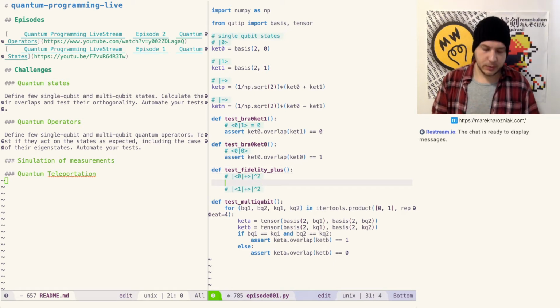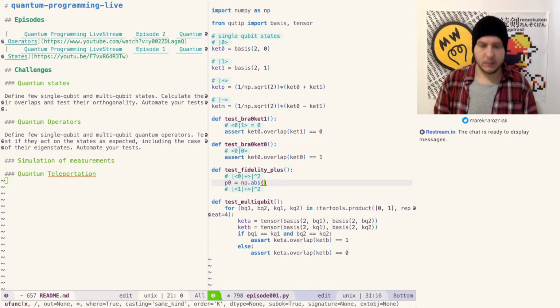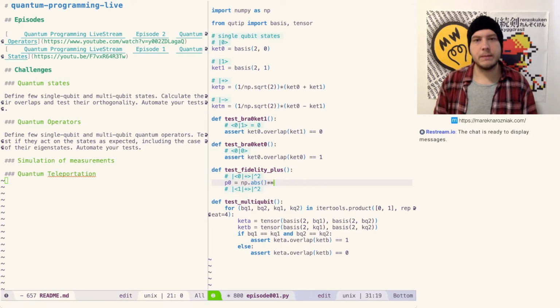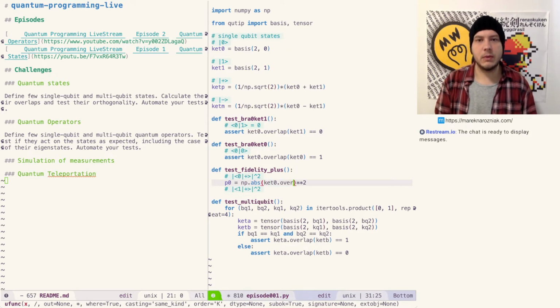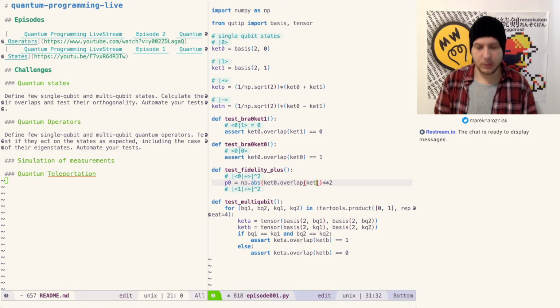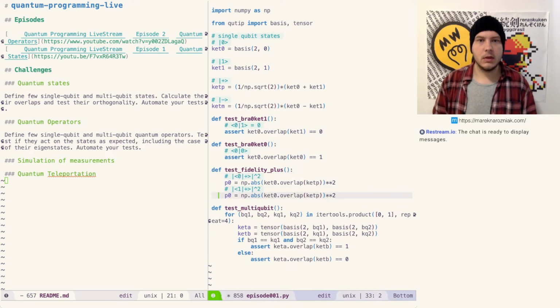So allow me to take the absolute value squared of this overlap. So numpy abs squared, and inside of that we put the appropriate overlap. So this is the overlap of 0 with plus, and same thing we do for the other one. So this is the overlap with 1, and it's going to be the same except that we put 1 here.